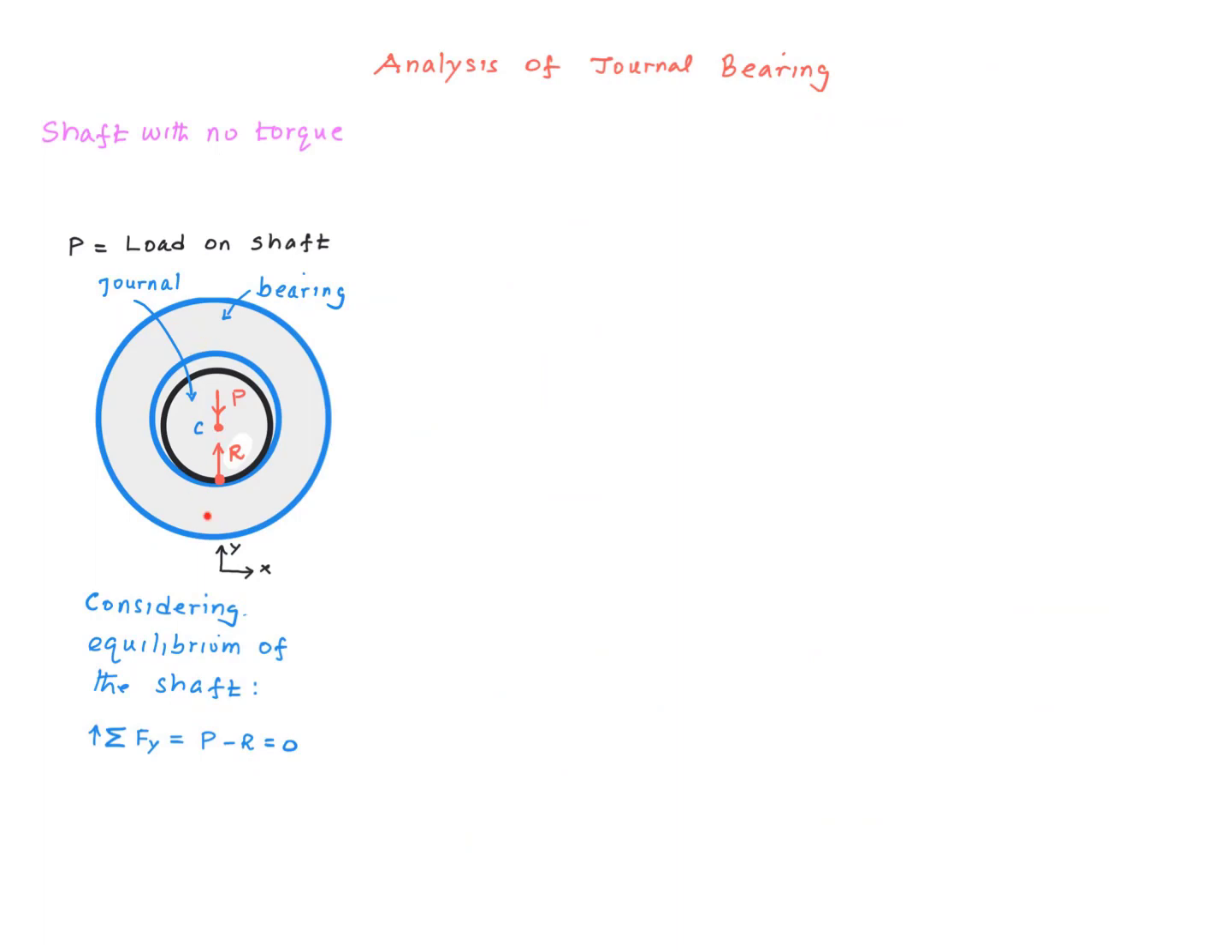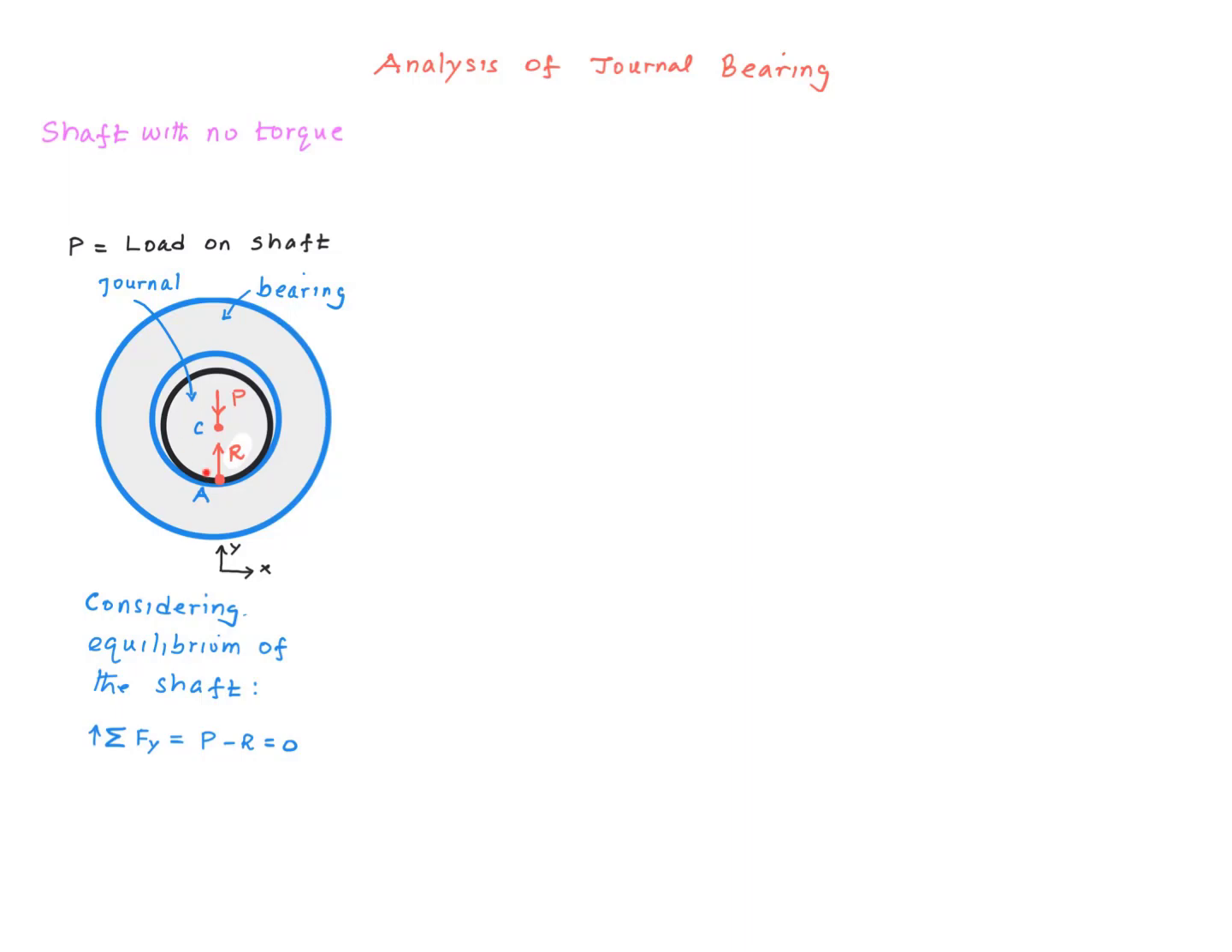Let's start with the situation where the shaft is subjected to vertical force P like shown in this picture, but not a torque yet. Let's say the shaft sinks down a little and makes contact with the bearing at point A. There's going to be a force reaction at that contact. Let's say the reaction between the bearing and the shaft is R.